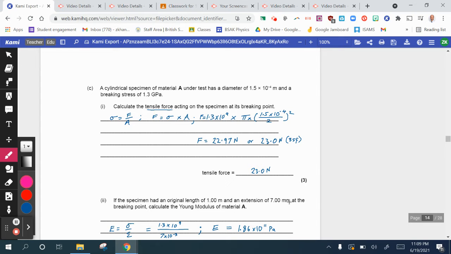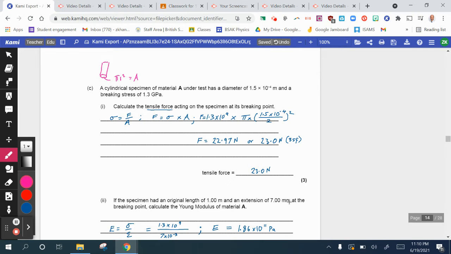If we knew the cross-sectional area of this cylindrical specimen, remember it's a cylinder, so the cross-sectional area is a circle, which is pi r squared. They've given us the diameter in meters. We halve it to get the radius, square it and multiply by pi, and we get the cross-sectional area. If we want the tensile force, we just rearrange that equation. Force is equal to the tensile stress, in this case the breaking stress.